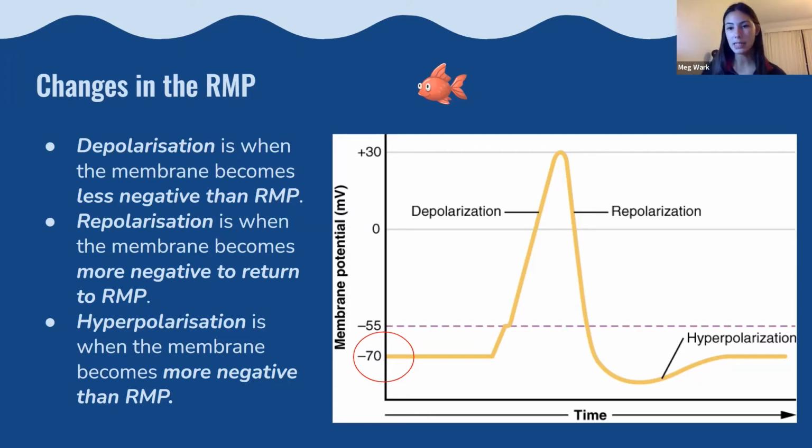Then we've got depolarization, which is our first stage. Depolarization is when the membrane becomes less negative than resting membrane potential. So that's a movement in the upwards direction towards 0 millivolts. You can see that on the uptake of the graph here. Then we have repolarization. That's when the membrane becomes more negative to return to resting membrane potential. You can see that on the downstroke of the graph. And then hyperpolarization is when the membrane becomes more negative than resting membrane potential, or that's below negative 70 essentially.